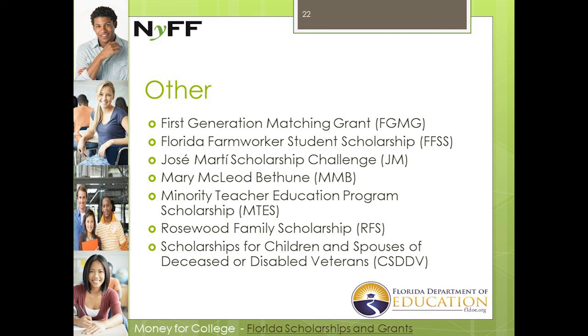The Rosewood Family Scholarship provides scholarship assistance to a maximum of 50 direct descendants of Rosewood families affected by the incidents of January 1923. The Scholarship for Children and Spouses of Deceased or Disabled Veterans provides scholarship assistance to dependent children and spouses of Florida veterans who died as a result of service-connected injuries, diseases, or disabilities sustained while on active duty, have a service-connected 100% total and permanent disability, or are classified as a prisoner of war or missing in action by the Armed Forces of the United States. The Florida Department of Veterans Affairs will certify a veteran's eligibility.